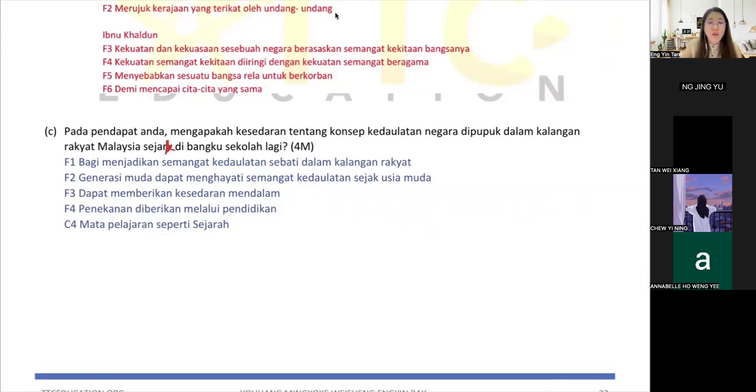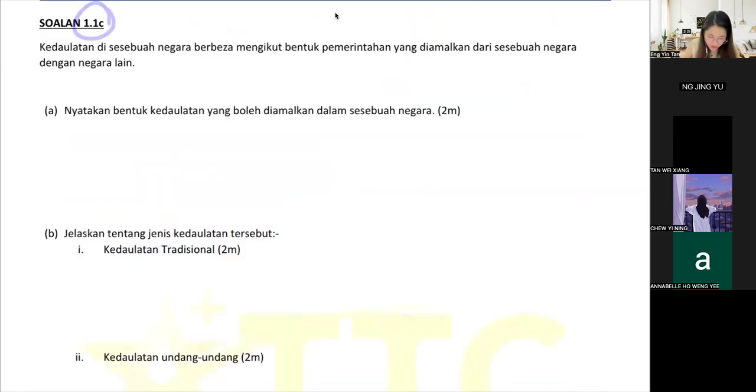Okay? So everybody, if you are good, let's jump to 1.1c, the third question here, which is page number 24. So not every single question I will do together with you. I will choose. Now, but this one is quite important. So guys, can you tell me what is the bentuk kedaulatan? Hello, we have how many? Total we have 4 types of kedaulatan, right? Bentuk means forms.